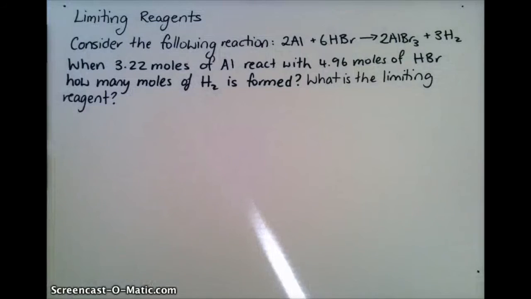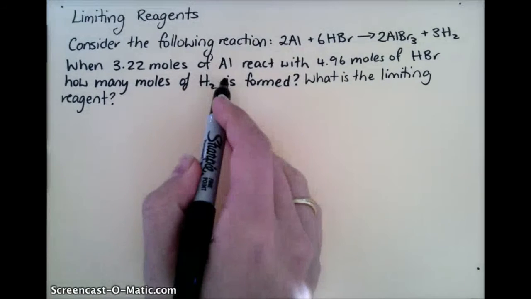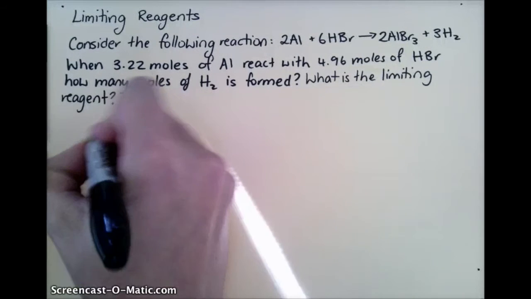So let's consider an actual problem that you could be asked. Consider the following reaction. We've got a chemical equation there for the reaction between aluminium and hydrogen bromide, which creates aluminium bromide and hydrogen gas. When 3.22 moles of aluminium react with 4.96 moles of HBr, how many moles of hydrogen is formed? And what is the limiting reagent? Now we can work this problem out by looking at our mole ratios. So we can pull them straight from our equation.